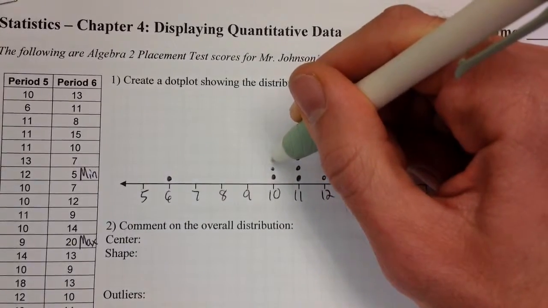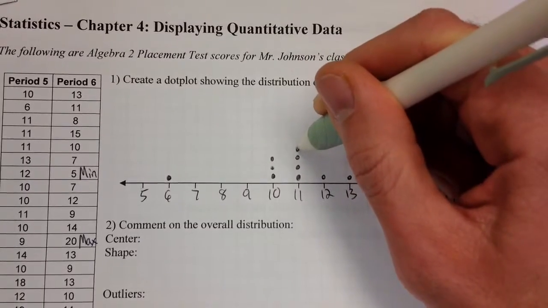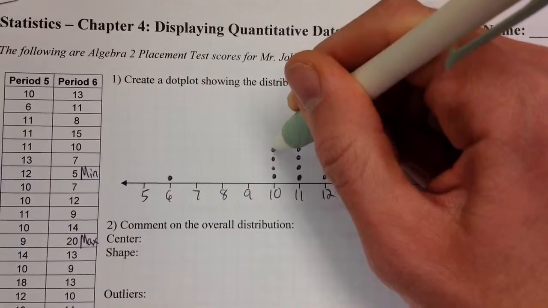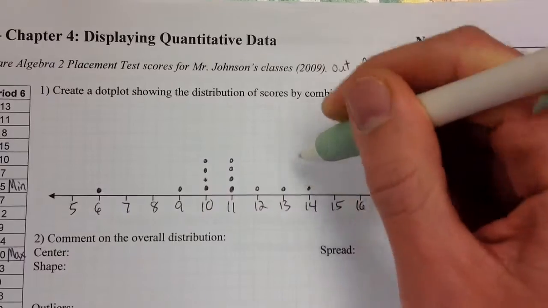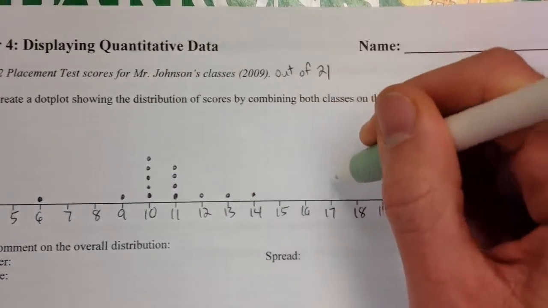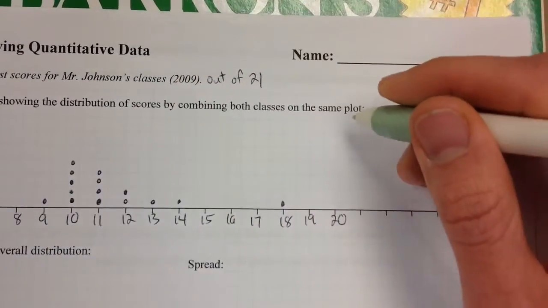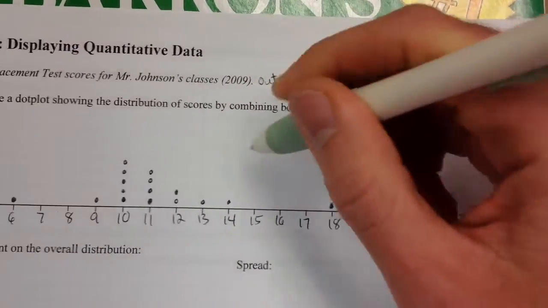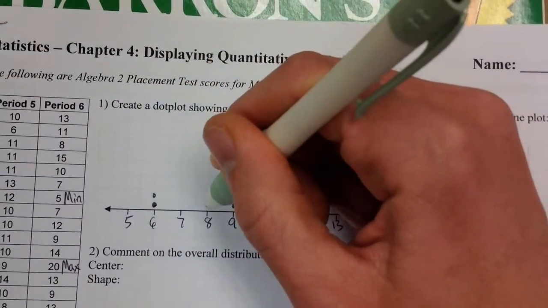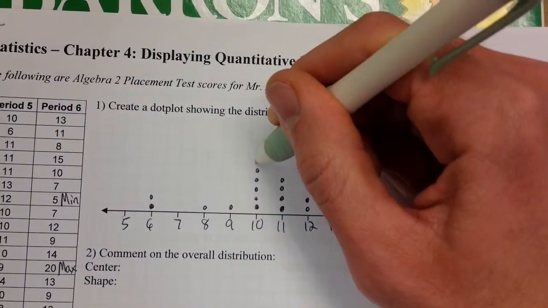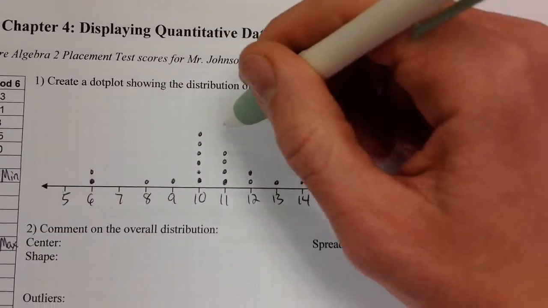Once you're done with period 5, you can put period 6 on top. 10, 9, 14, 10, 18, 12, 19, 14, 6, 8, 10, 17, 11.